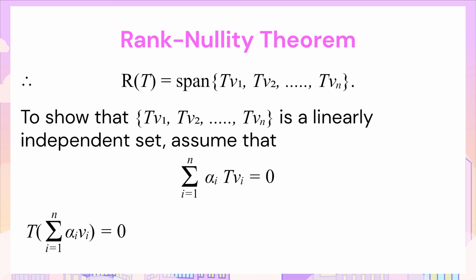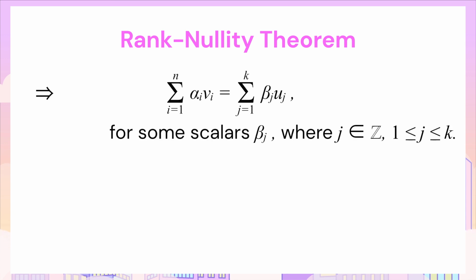Here, we observe that the term sigma running from i equals 1 to n of alpha i vi is itself a vector in V such that T maps it to 0. From this, it follows that it resides in the null space of T. This suggests that this vector can be uniquely written as the linear combination of the basis vectors of Nt. Thus, we have sigma running from i equals 1 to n of alpha i vi equals sigma running from j equals 1 to k of beta j uj, where beta j's are scalars for j being from 1 to k.